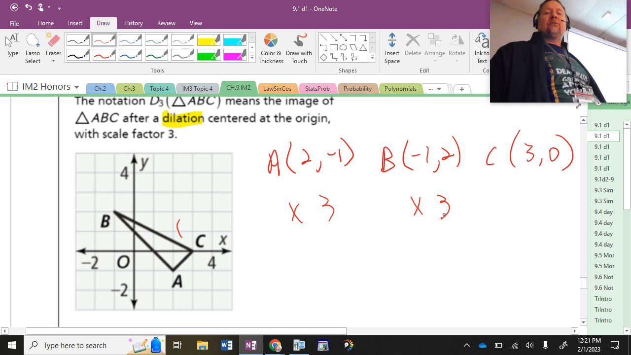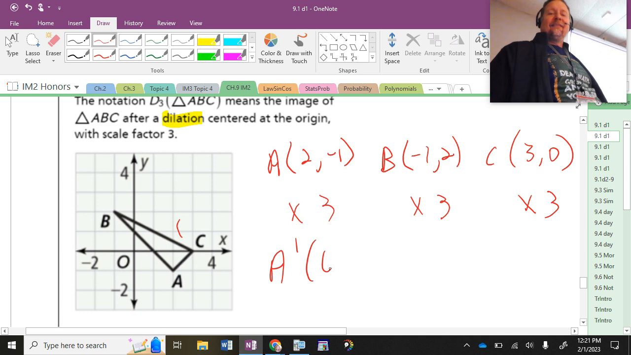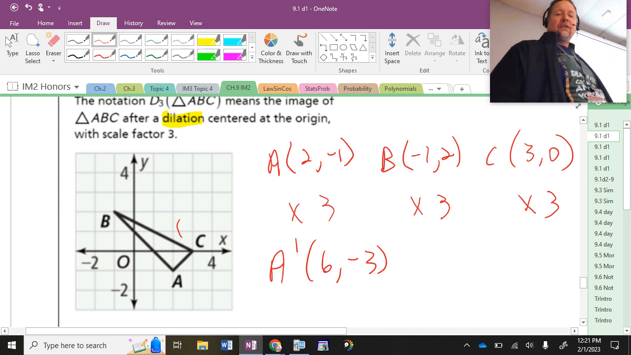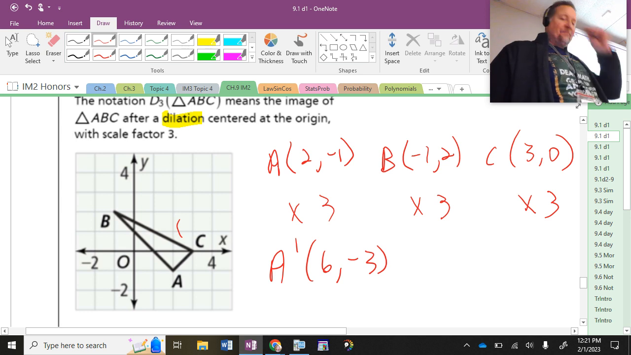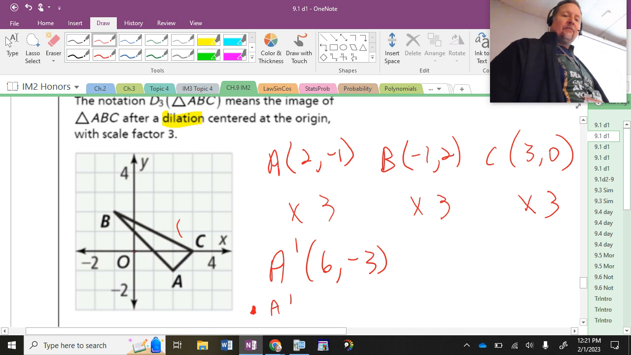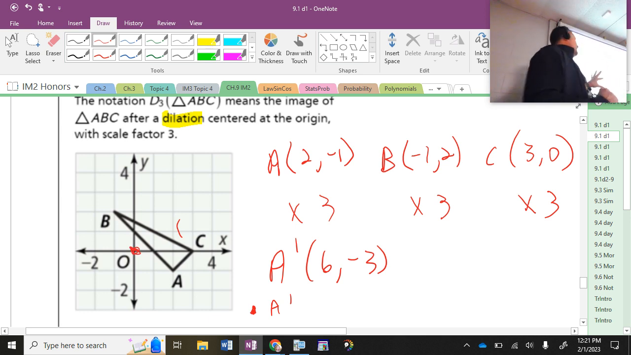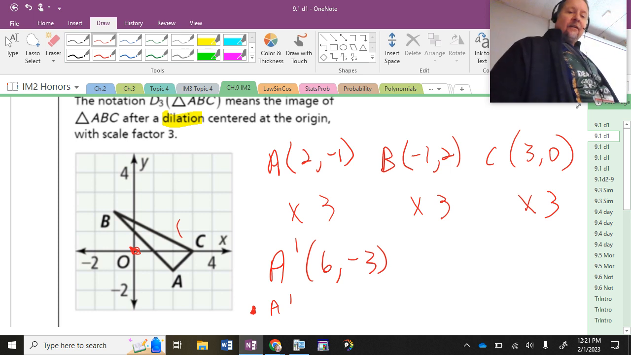But take all these coordinates, both x and y, and multiply them by 3. 3 times 2 is 6. 3 times -1 is -3. A prime is the worst one. Fine, I'll do it. 2, 3, 4, 5, 6, comma 1, 2, 3. Here's where A prime should approximately end up. And then watch the line from the origin. These are now all dilations about the origin. And it does say so up there.